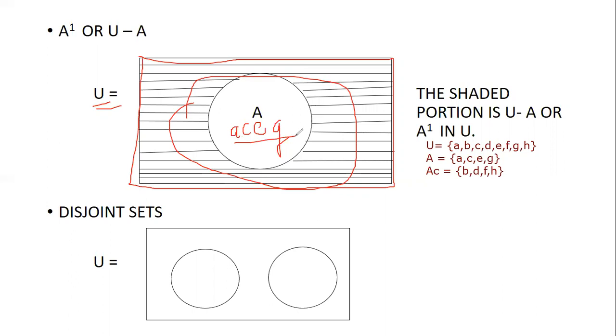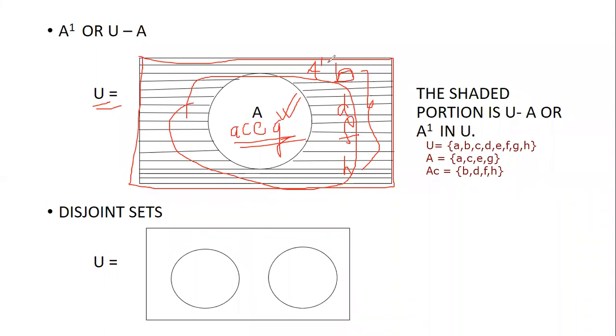Now A has certain elements already. So whatever is not present in A, which means they are present outside A. So the rest of the elements, that is B, D, F and H, these are the elements which are present outside A, which is nothing but the outer part. The outer part that we see here will become A complement when you have only one set inside.